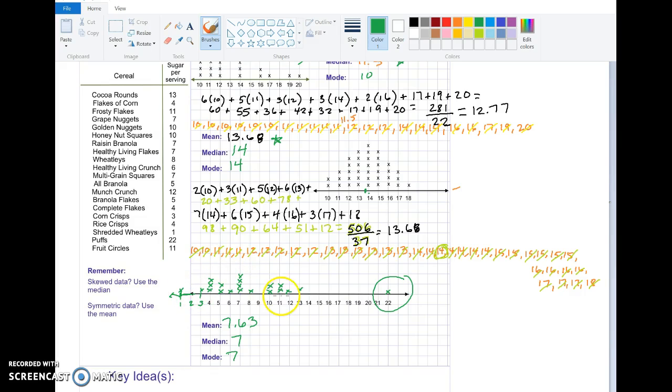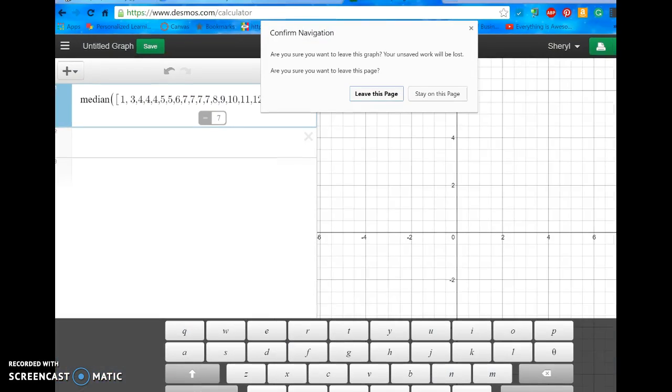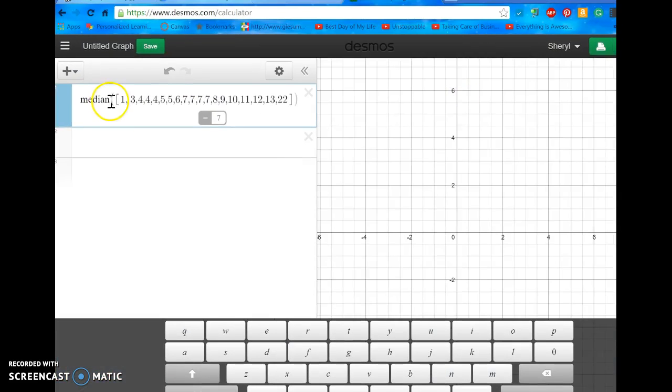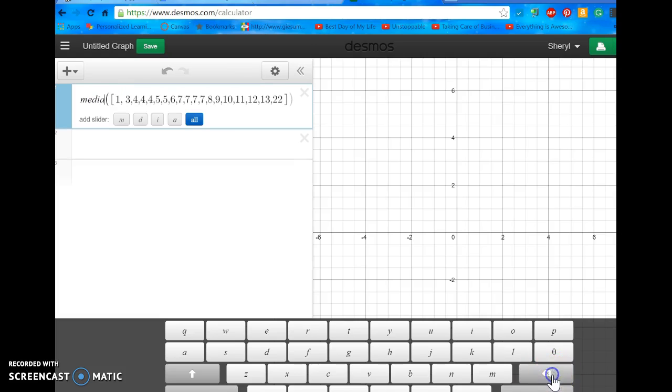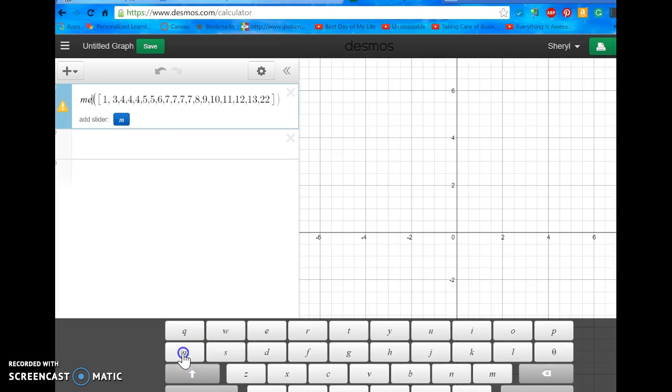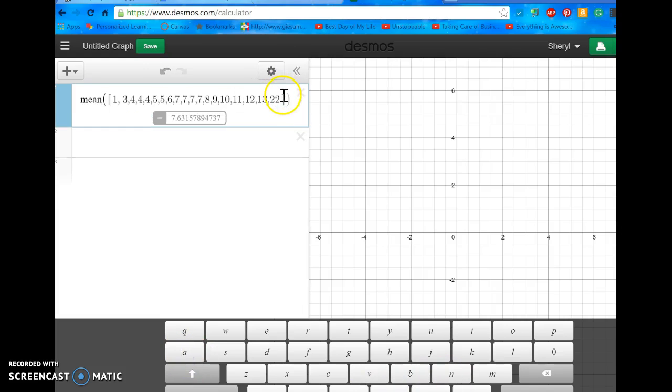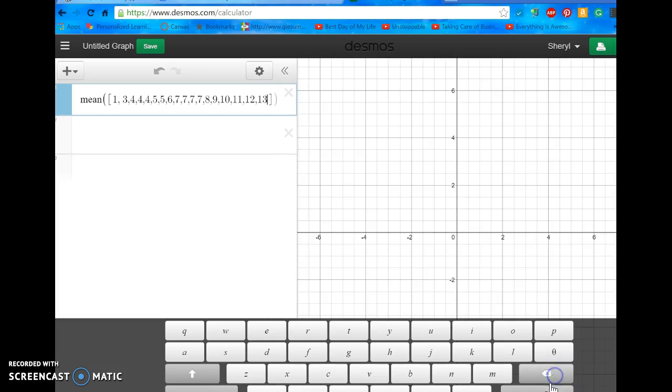Notice that everything else is kind of bunched together, but then you've got this one that's sticking way out here, the 22. So what would happen if we removed the 22? What would our mean become if we remove the 22? So let's try that. Let's first change this to mean. And then let's get rid of the 22 and see what happens. So now our mean is 6.8.